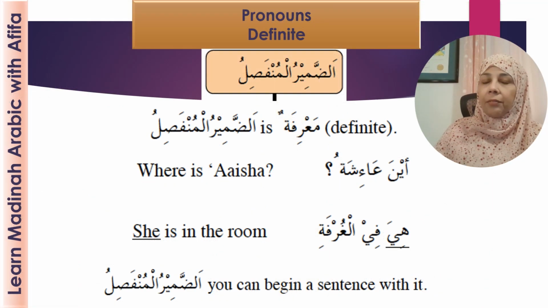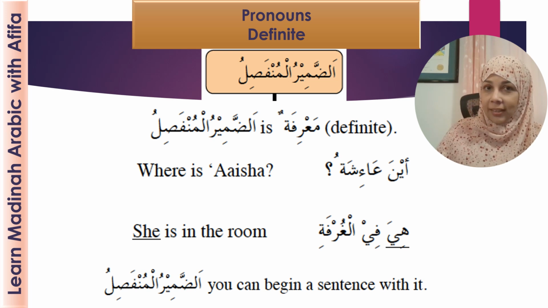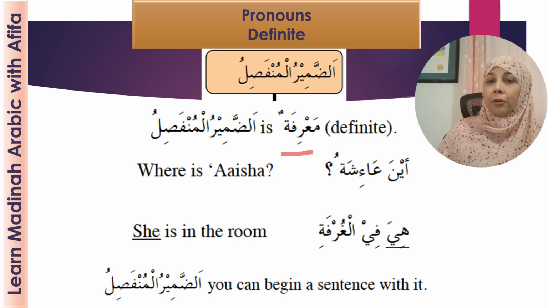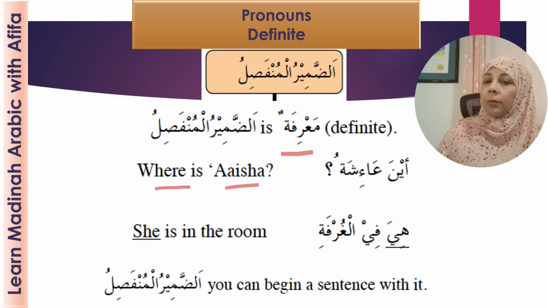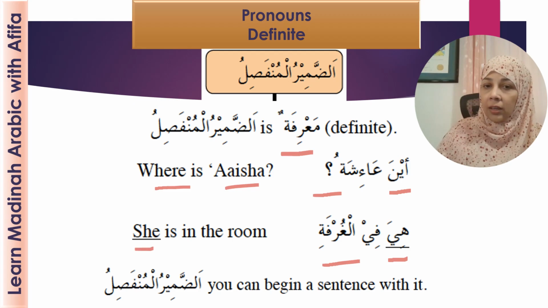We studied definite nouns in lesson number 2. As I said before, pronouns fall in the Arabic category of nouns, and they are always definite, ma'rifatun, though they don't have the marker of al in front of them. So they're definite because they are referring to something specific. So let's look at an example. Let's say in Arabic, where is Aisha? You would say, Aina Aishatu. And then you answer, Hiya fil gurfati. She is in the room.